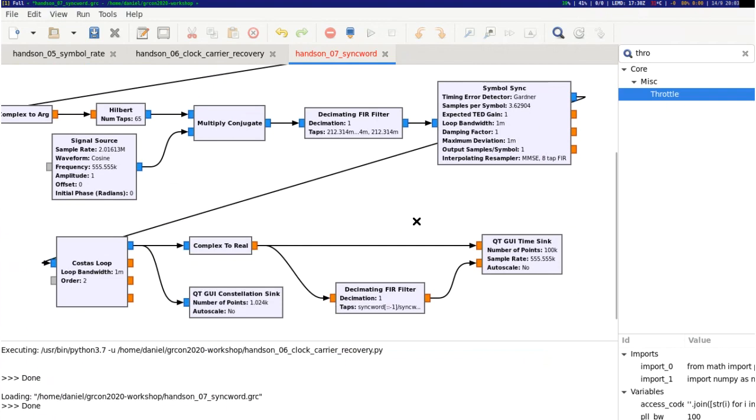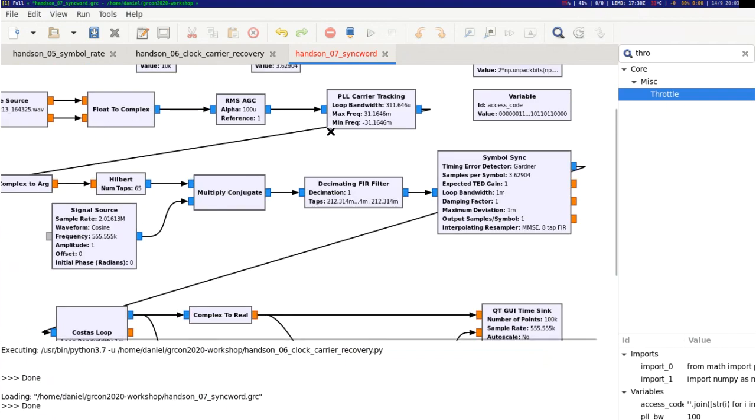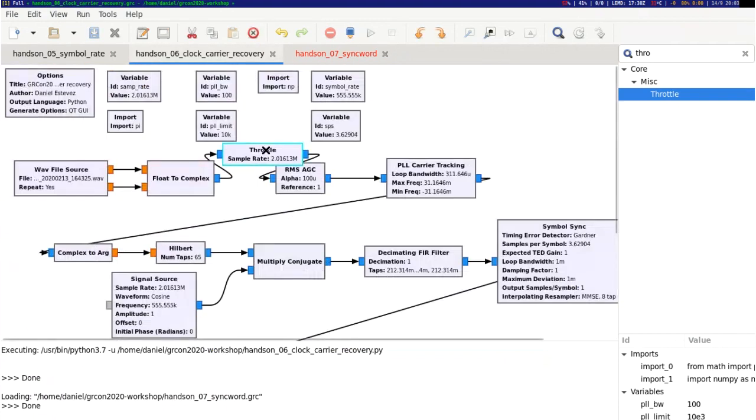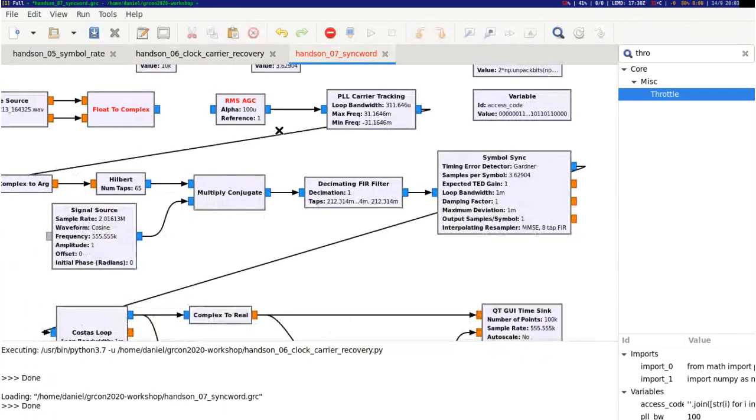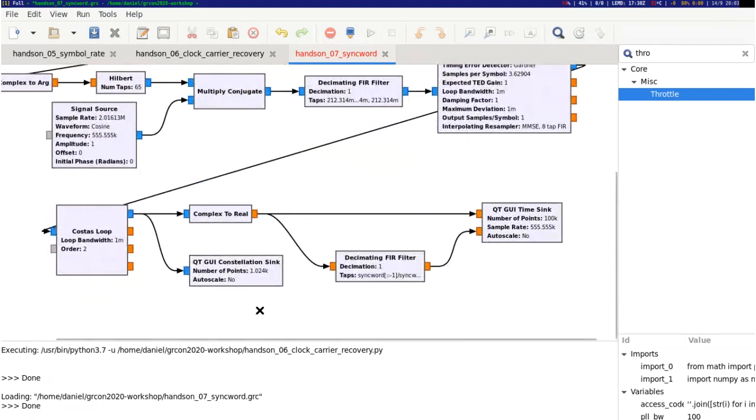So, okay, this is more or less the flow graph as we left it. I'm going to copy and paste the throttle block in case it's been any help with the audio. And then what is new here? Well, we have our symbols. This complex to real, I didn't comment about it in the last flow graph.